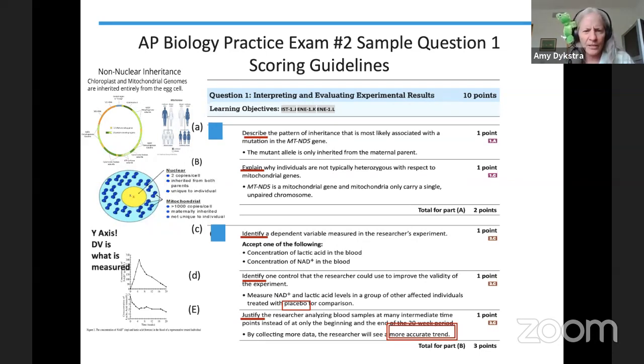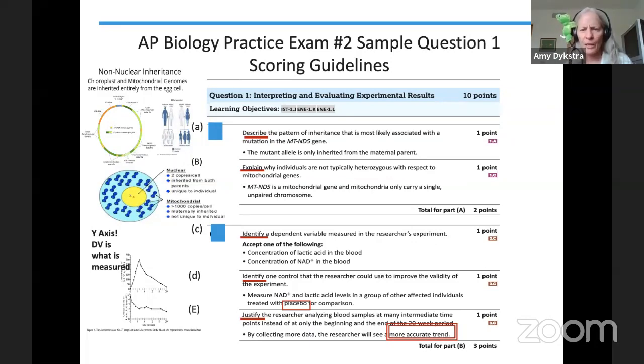Okay, then letter C is an identify question, which means that we're only looking for one thing, whereas describe or explain, we're looking for a little bit more of an answer. With an identify, we're looking out for one thing. So identify a dependent variable measured in the researcher's experiment. So remember, if you look on the left there, Ms. Kadea said the dependent variable is what you are measuring in your experiment. It is what is on the y-axis. That's the dependent variable. So what is measured?